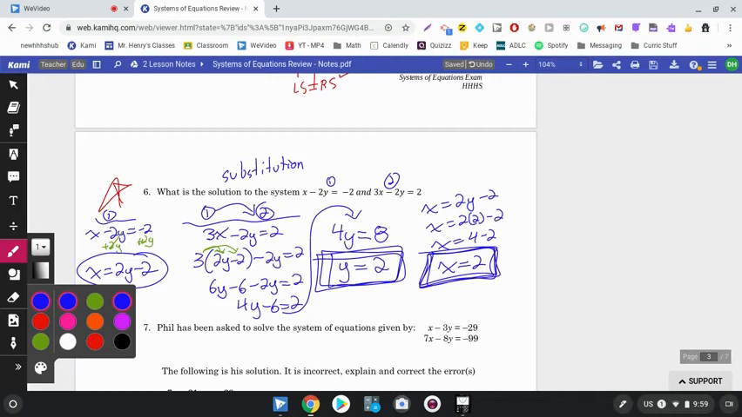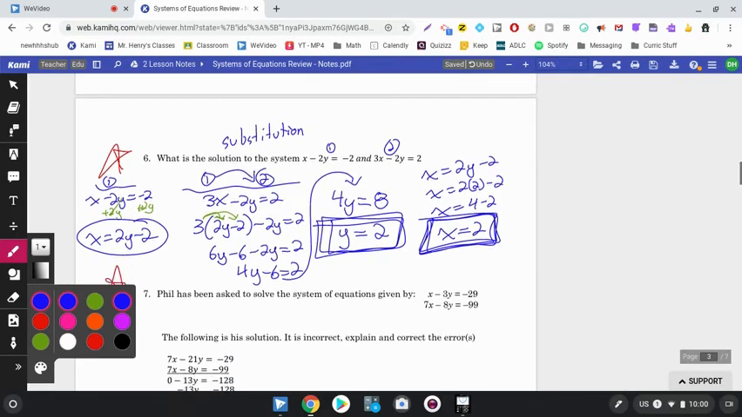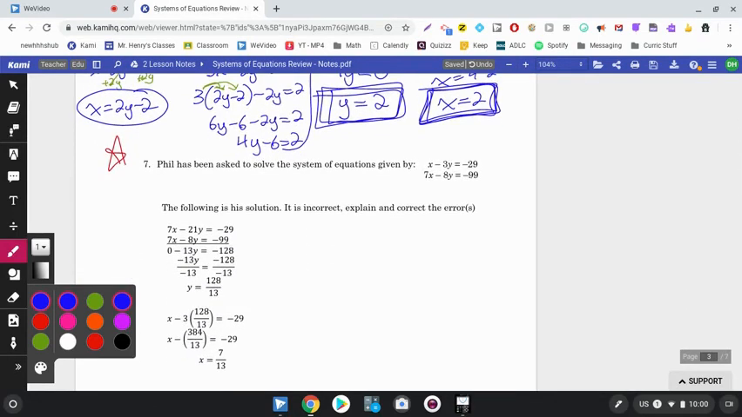So with solving, there's 3 ways we can solve. The first is graphically. Second is substitution. Hey, I got my answer. I could verify it if I wanted, but I don't have to. And the third is elimination that we're going to do down below here.